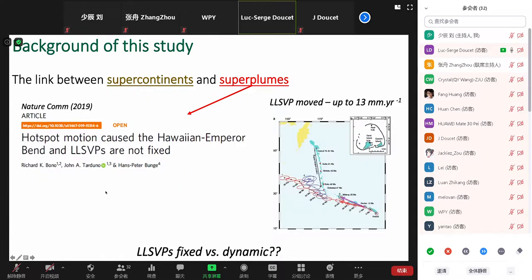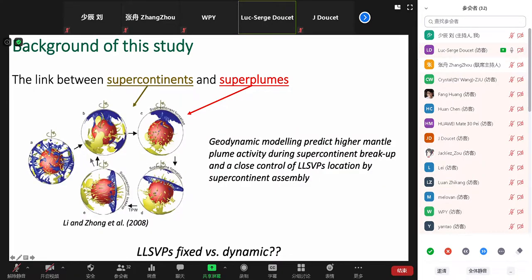So this is purely geodynamic modeling, but this model predicts that you have higher mantle plume activity during the supercontinent breakup, and you have a close control of the LLSVP location by the supercontinent assembly. Basically, what it says is that where you have the supercontinent, you're going to have the girdle, and the girdle will trigger the LLSVP and the superplumes. So in that case, what you expect is to have episodic formation of mantle plumes through time.